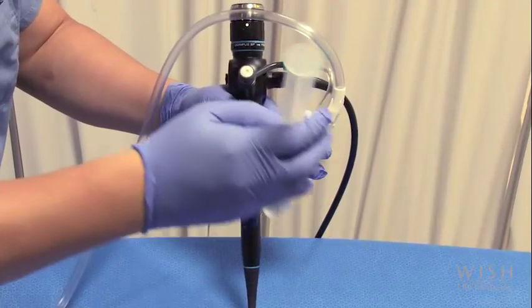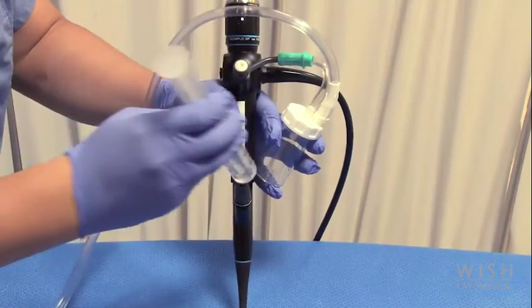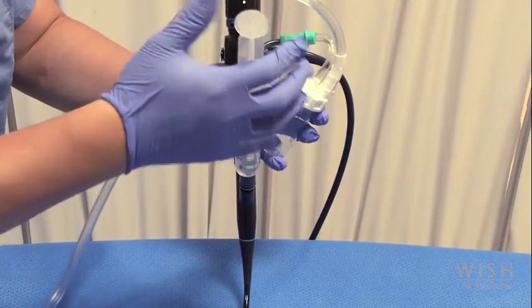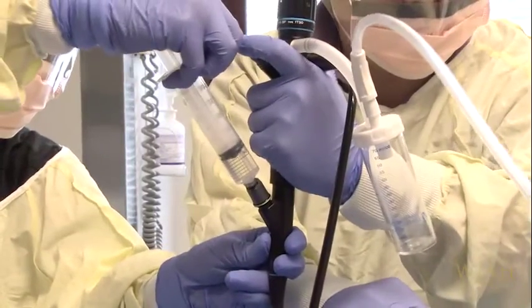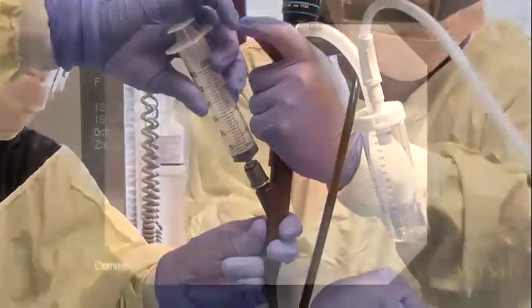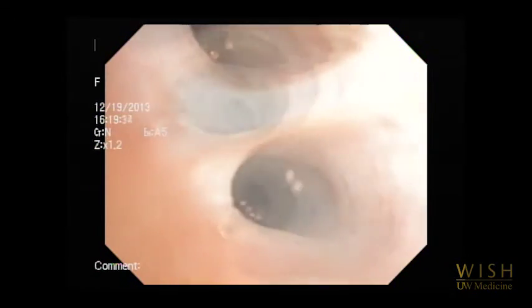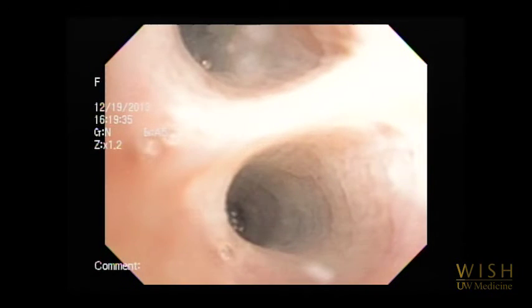Once the bronchoscope is in appropriate position, 30 milliliter aliquots of sterile saline are instilled through the wedged bronchoscope. The total volume instilled is usually 90 to 120 milliliters. One should see the airway mucosa distend and blanch during lavage instillation, as shown here.